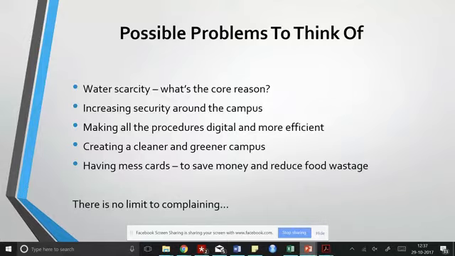The third problem would be making all the procedures digital and more efficient. At least in my time, I had responsibilities where I had to get a lot of signatures every single week.